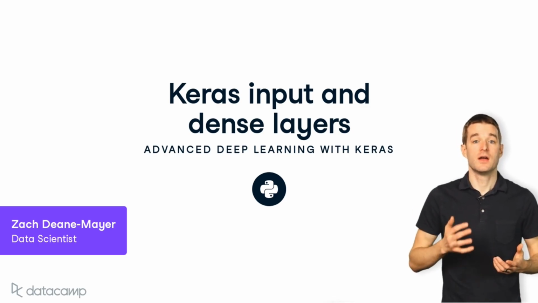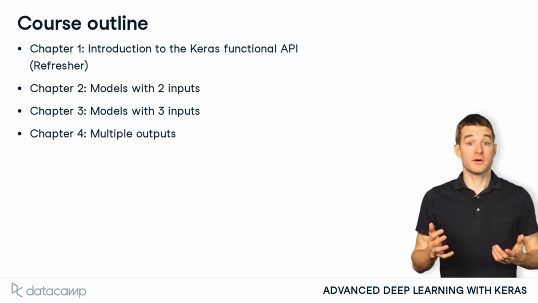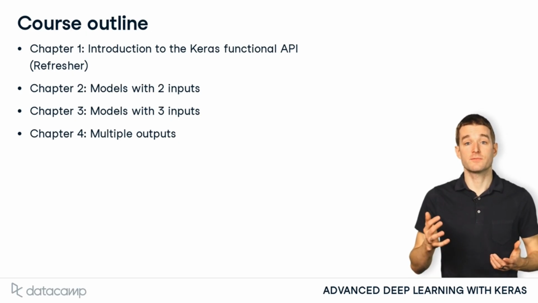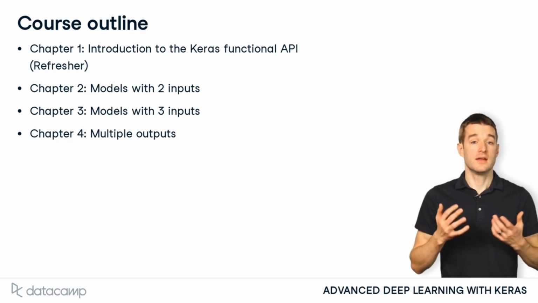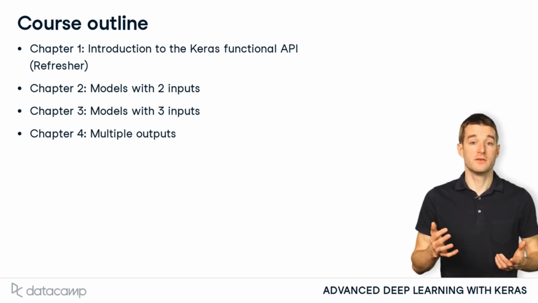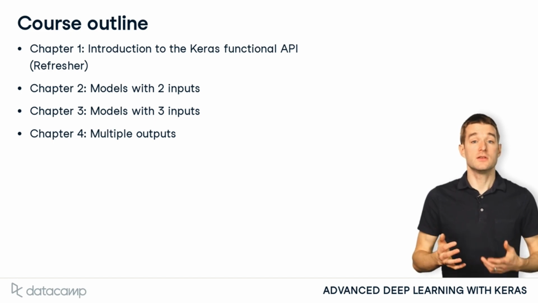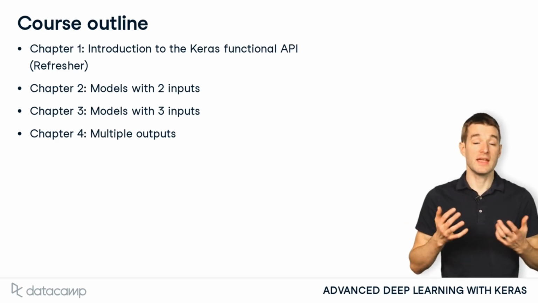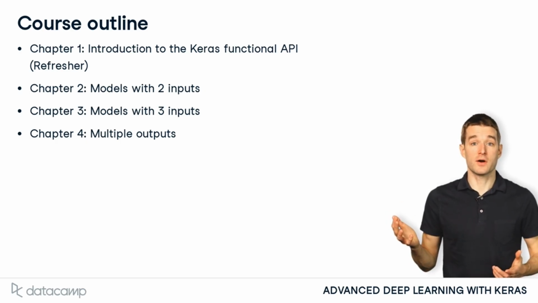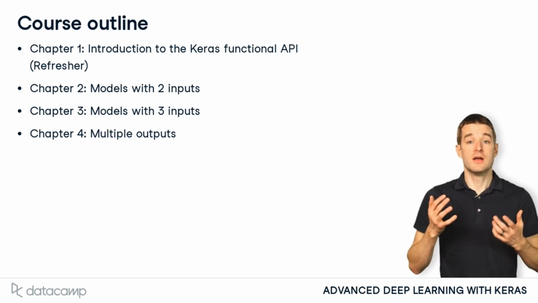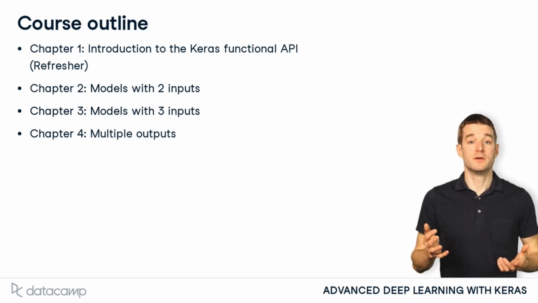Chapter 1 is a refresher on building simple models, where you will learn how to use the Keras functional API. In Chapter 2, you will build a Keras model with 2 inputs. In Chapter 3, you will learn how to generalize your 2-input model to 3 or more inputs. And finally, in Chapter 4, you will build models with multiple outputs that can solve multiple problems.